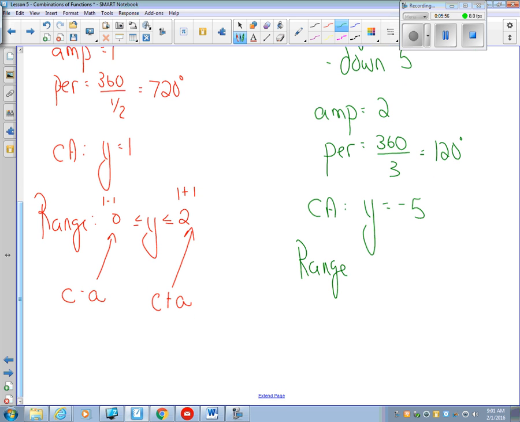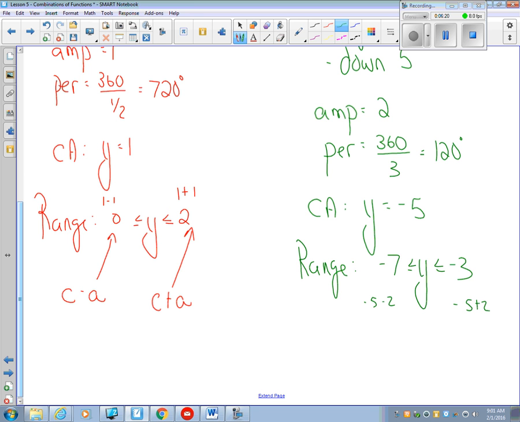So let's start off by writing out Y is going to be between, okay, my central axis, that's negative 5, minus my amplitude, that gives me negative 7. My central axis is negative 5, plus my amplitude, oh, it's negative 3. There's my range. Okay. That takes us through some descriptions.